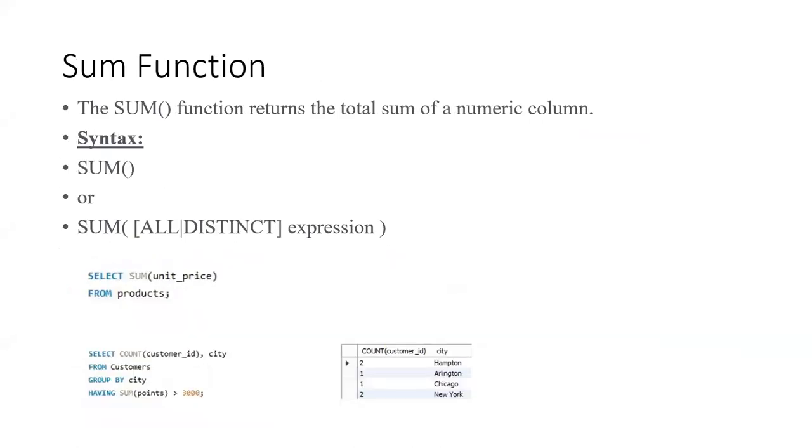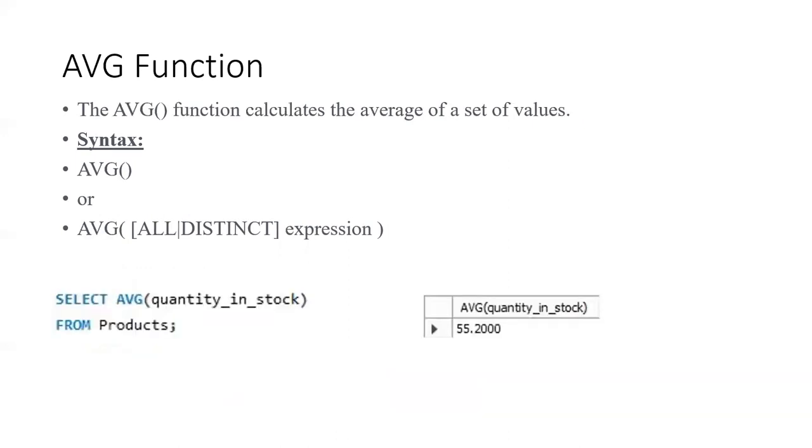Next is the sum function. The sum function returns the total sum of a numeric column. So if there are some values in your table and you want to find the sum of all those values, you can use a sum function. The syntax goes as shown in the PPT, sum, or you give a sum of all distinct expression, and the example is given here. Next is the average function. The average function calculates the average of a set of values. So the syntax and the example is shown.